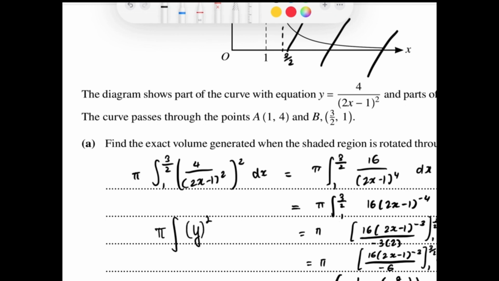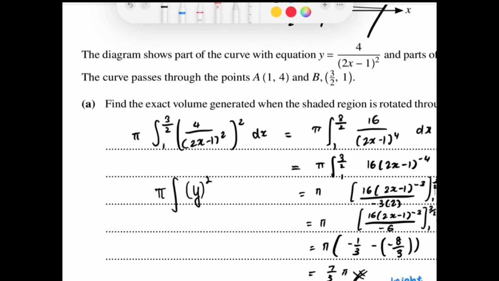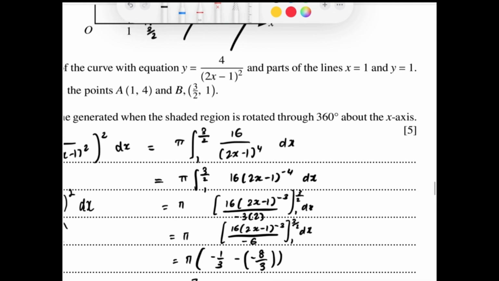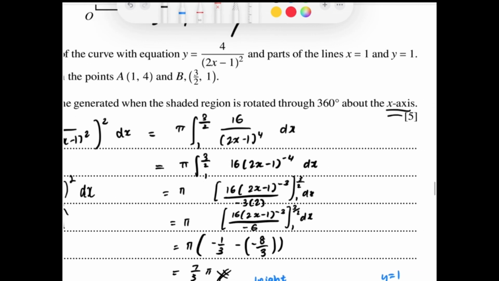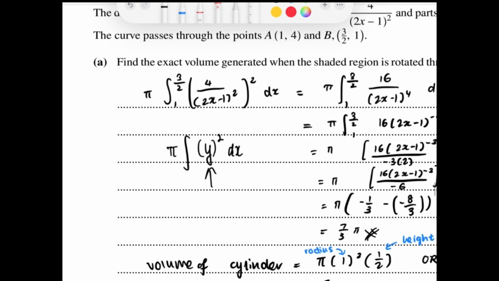It's your pi, and this is your y. That's your equation, and you're just squaring it. It's like pi r squared. So you only use the y equation when it's asking you to rotate about the x-axis. However, if they're asking you to rotate about the y-axis, you have to convert y.